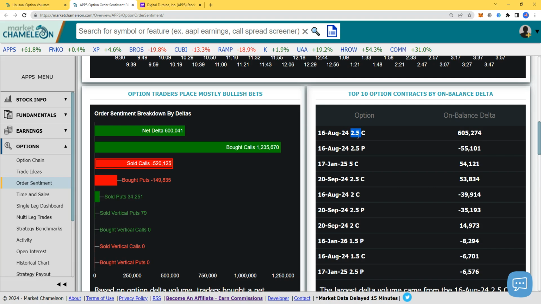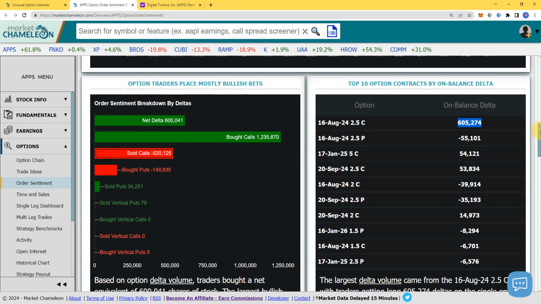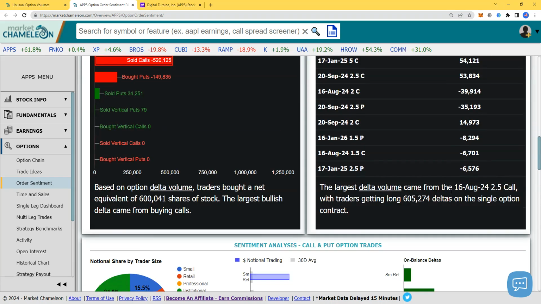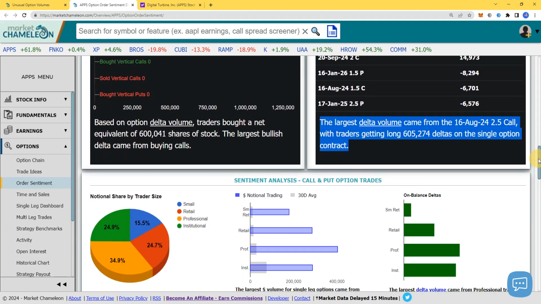Now, sure, it could be covered calls and it could be bearish unless you saw this one. It says bought calls 1.2 million. And if someone bought calls 1.2 million, 600,000 is 2.5. Yeah, I took the bet, 50 bucks, not a big deal. But let's see, the largest delta volume came from August 16, 2.5 calls. Traders getting long 600,000 delta on a single option contract. That is wild. That is pretty wild.